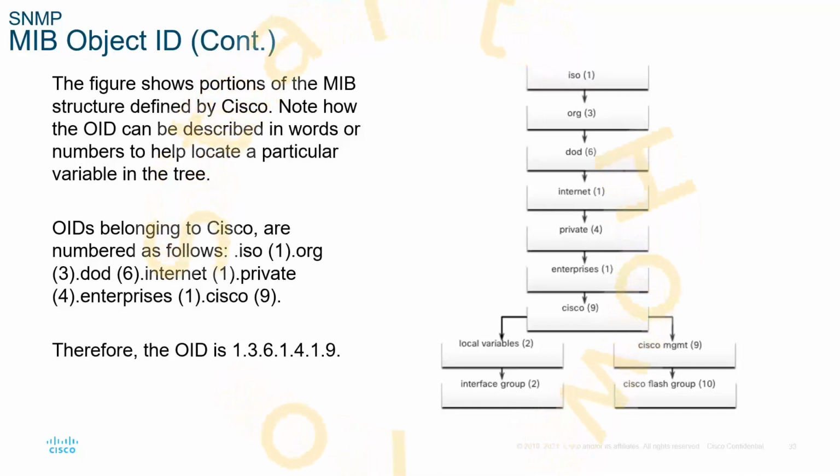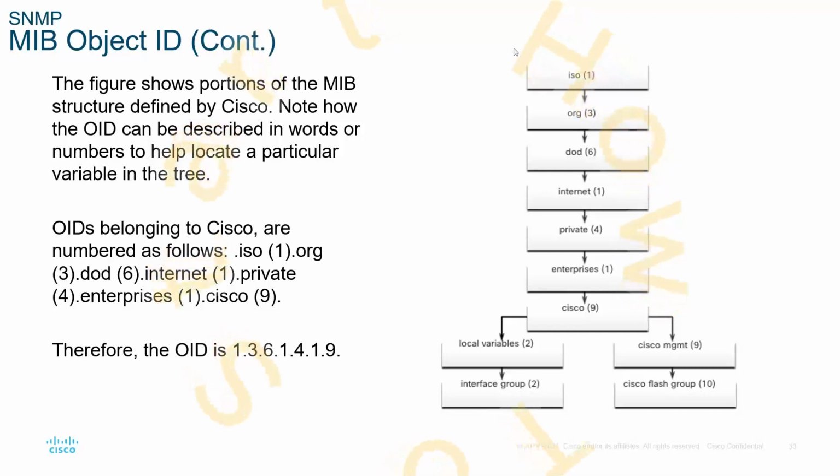We could have an ISO, an org, a DoD, an internet, a private, enterprise, Cisco, and then we could have different local variables. Well, you'll notice these numbers are actually the tree-like structures. So here we have an OID belonging to Cisco. They are numbered as follows. ISO, that's given a 1. That feeds into the org, which is the second.